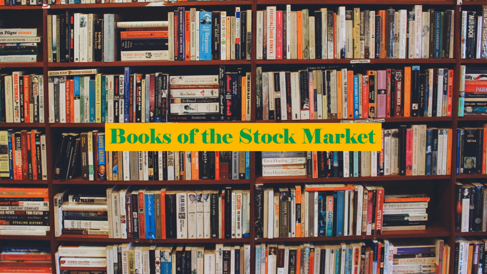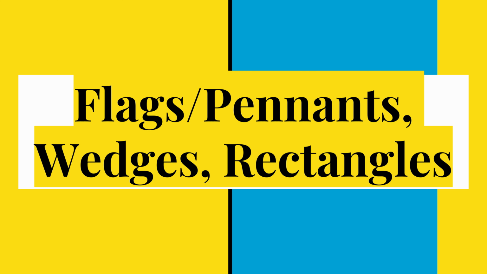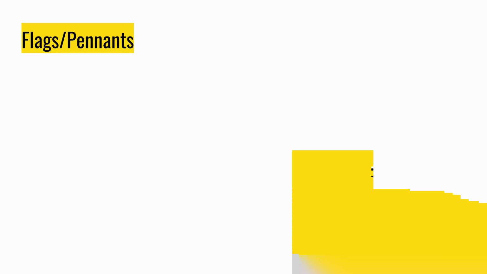With that out of the way, let's now move on to the reason why everyone is here. Last video, we talked about continuation patterns and triangles. This video will continue to go over different continuation patterns. This video will be going over flags, pennants, wedges, and rectangles, all of which are continuation patterns. I'll first introduce both flags and pennants as they have a lot of similar characteristics.